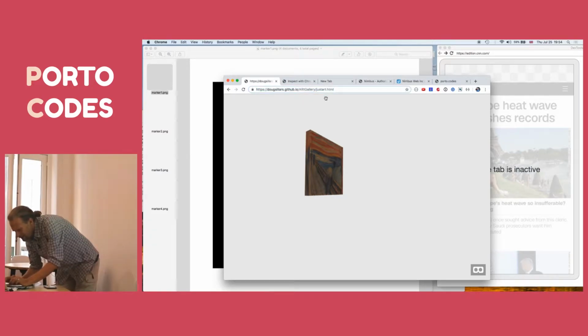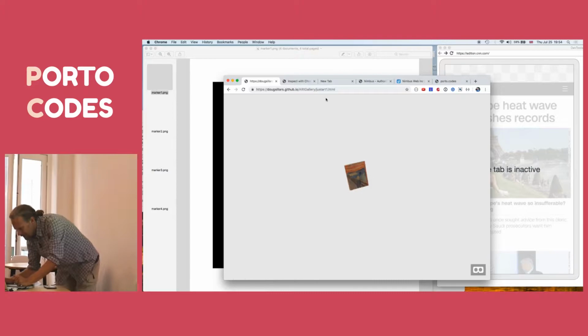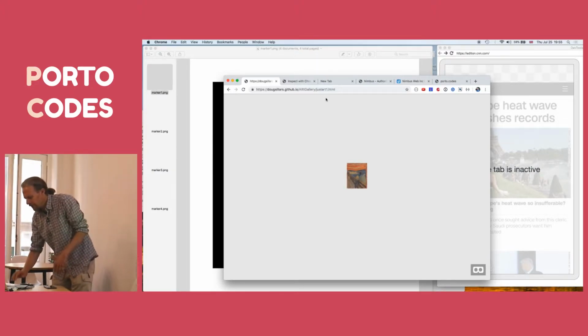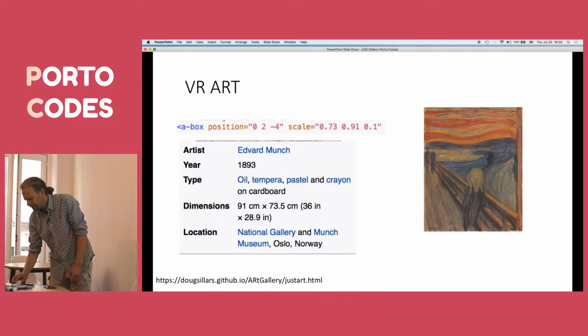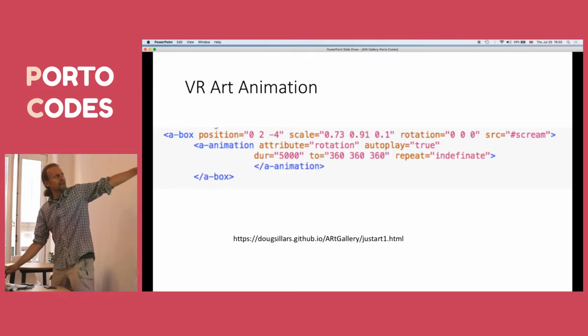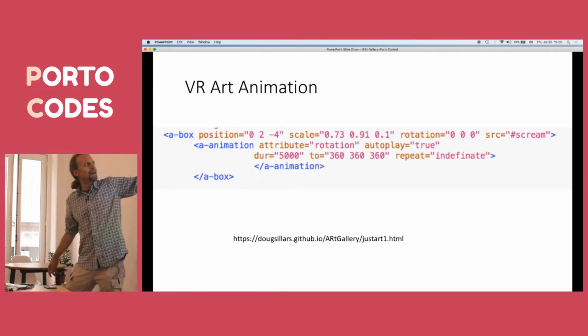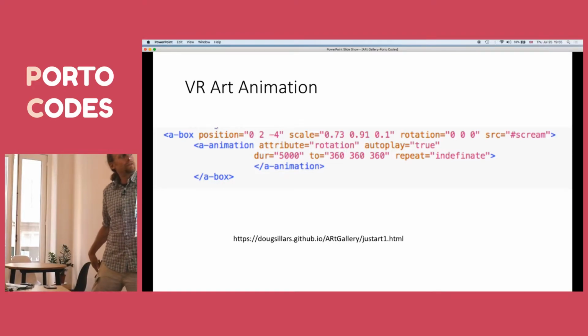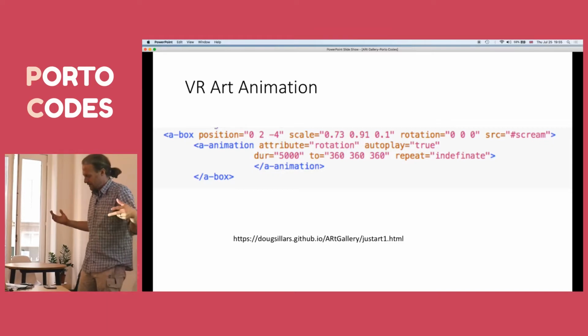There's a lot of other things you can do with A-frame. You can animate it, right? So I can make it spin. I mean, don't do that with priceless art, but you can on the web. And so basically for that box, I added an animation that rotates it around in 5 seconds around all 3 axes and just keeps doing it forever.